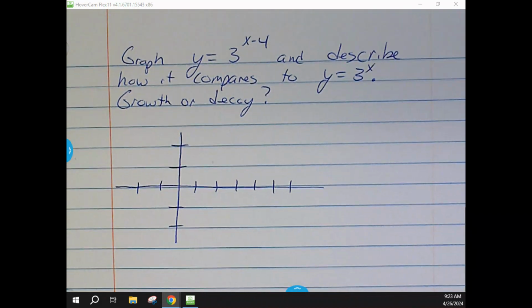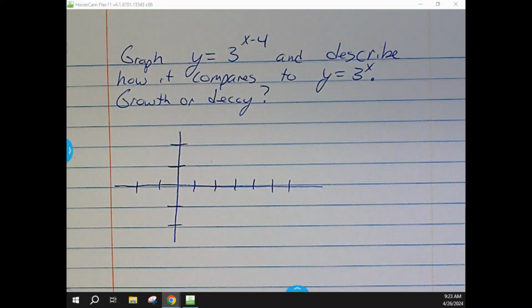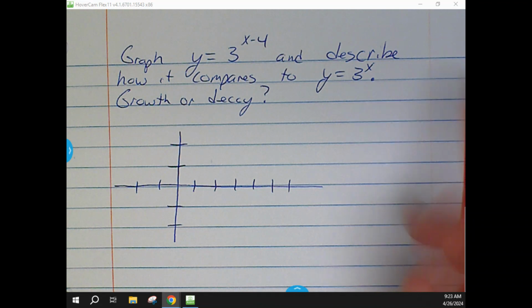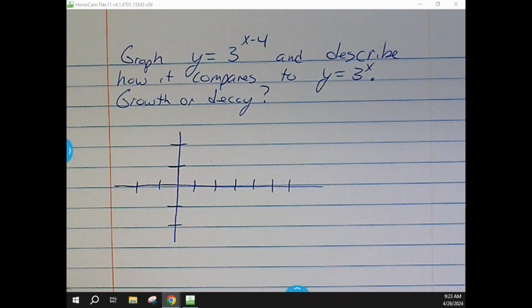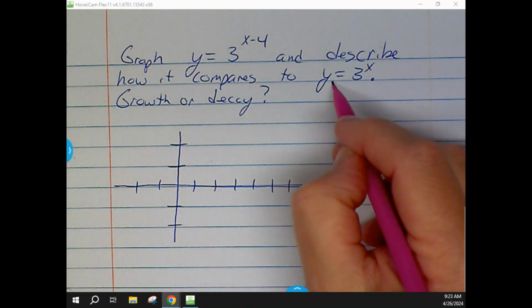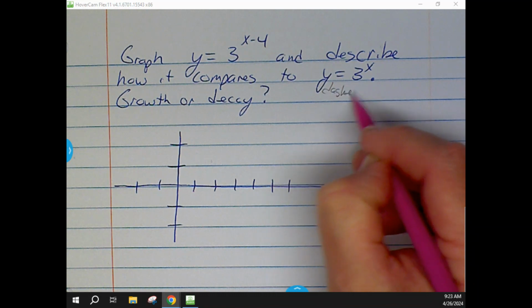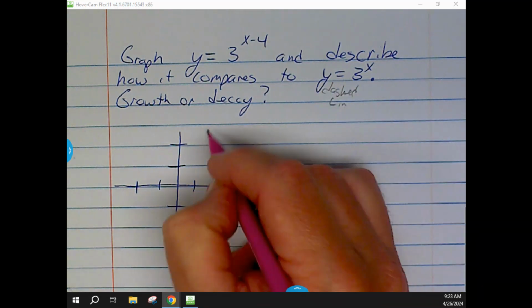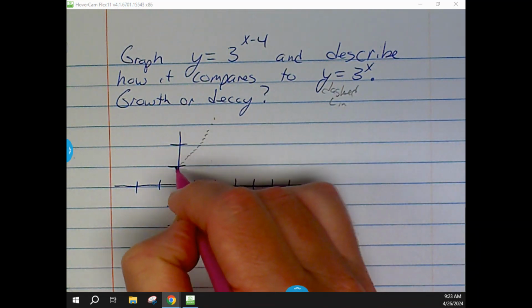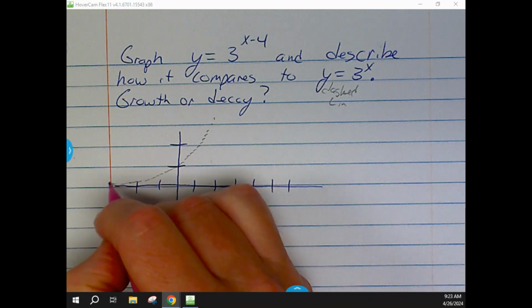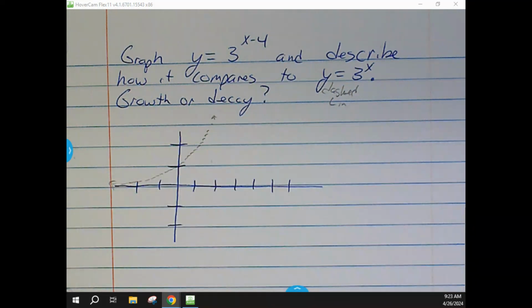Okay, so very first thing is, and this is the part that we can kind of get, so we're going to graph it, and it says describe how it compares to 3 to the x power. So I'll put this as a dash line, so we're going to do 3 to the x as a dash line, just so we can see what's going on. Okay, so that would be 3 to the x power.